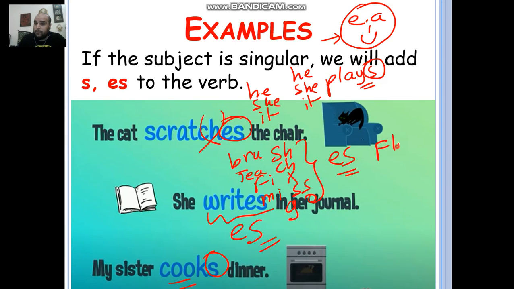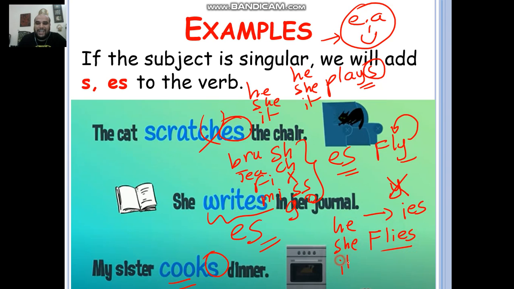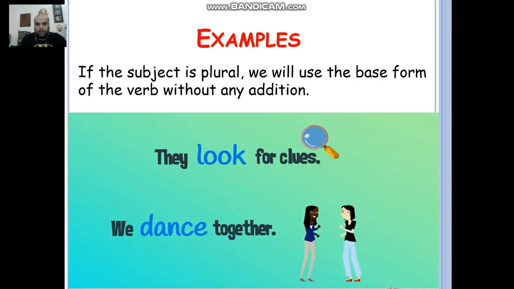However, if you have, for example, the verb fly, whoa, before the Y I have a consonant, which is L. So I have to omit the Y and change it with IES. It's going to be flies. He flies, she flies, it flies. You see, my boys? So you have to pay attention. If you have a Y and before that Y you have a vowel, please add S. If you have a Y and before that Y you have a consonant, please omit that Y and change it into IES. It's too easy in the simple present tense.